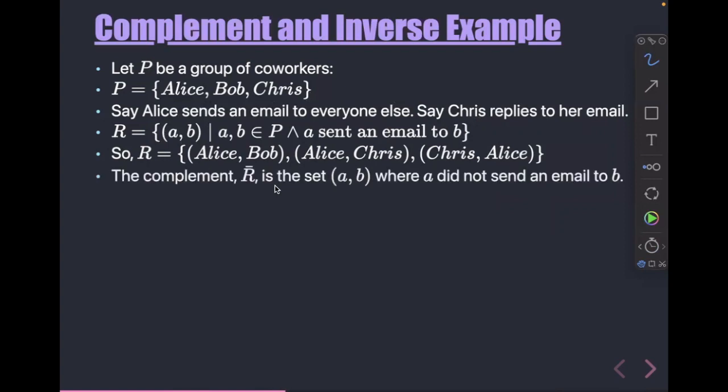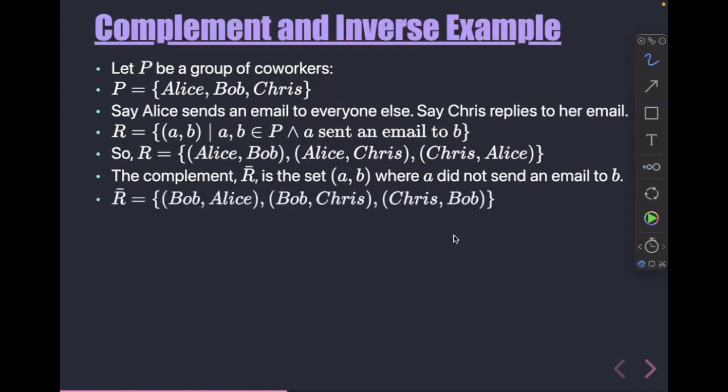So the complement would be the set AB where A did not send an email to B, right? The complement is just literally everything that doesn't exist, all the other pairings that don't exist in this set. So that would be like, Bob didn't send anything to Alice, Bob didn't send anything to Chris, and Chris didn't send anything to Bob. So that's my complement.